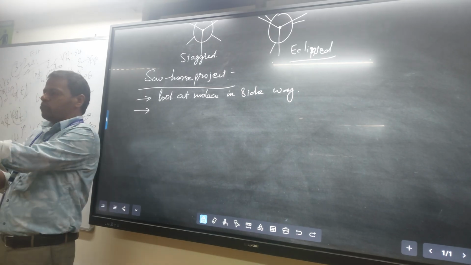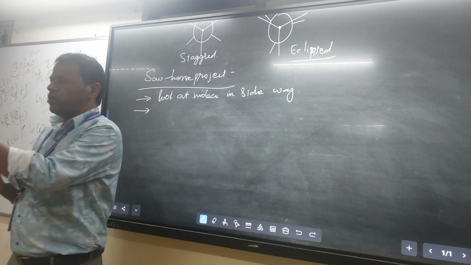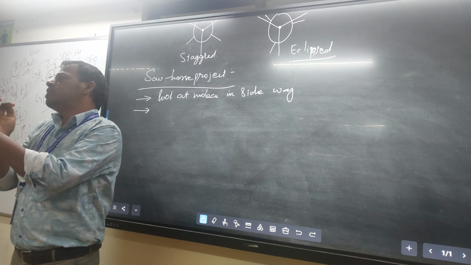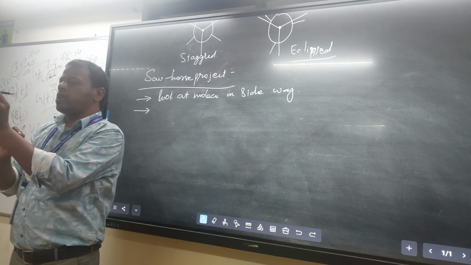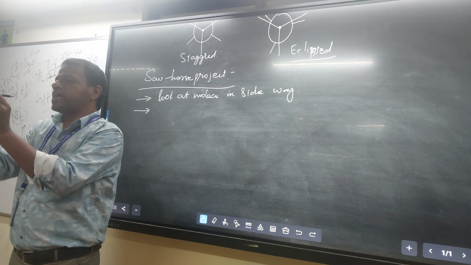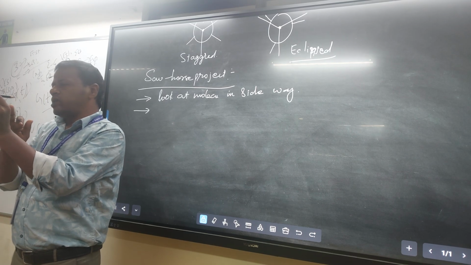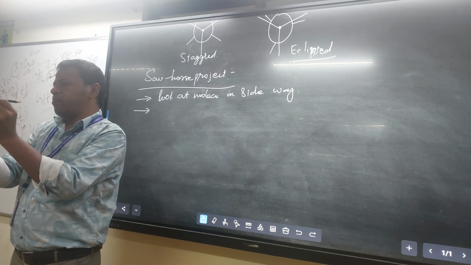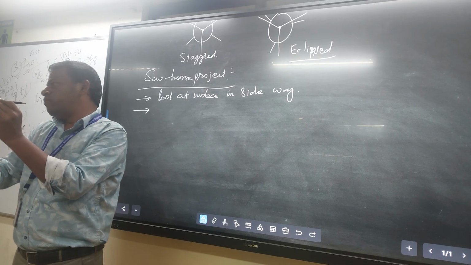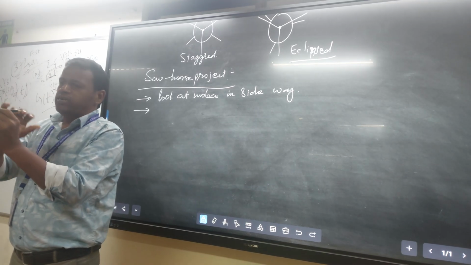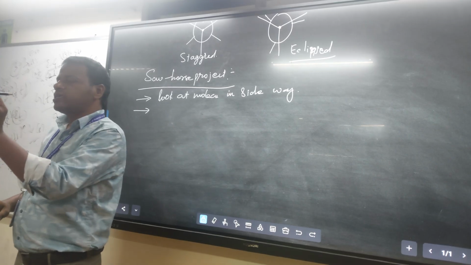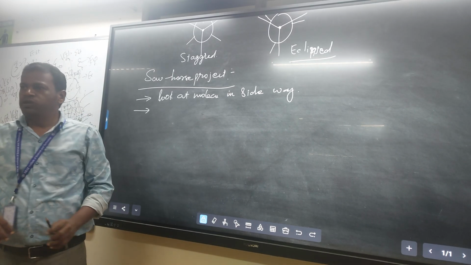We should not look at the molecule like this. If you look at the molecule like this, that is a Newman projection. If you look at the molecule like this, in a side way, that is a Sawhorse projection. Because if you look at a side mirror, all the molecules in the front and back carbon are visible. That is the diagonal way. Okay, right.